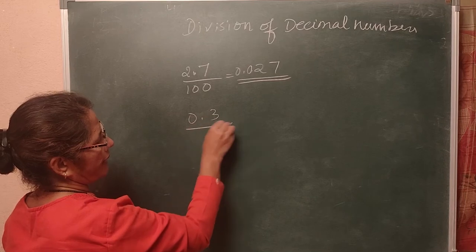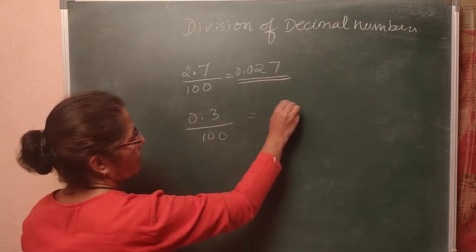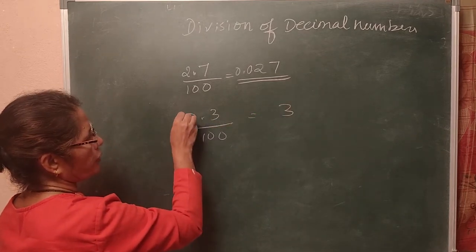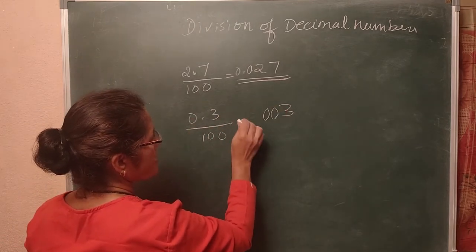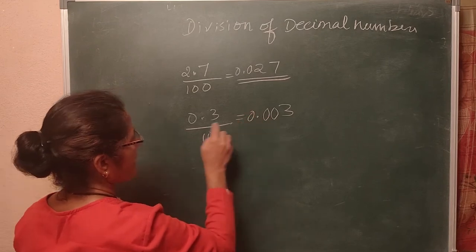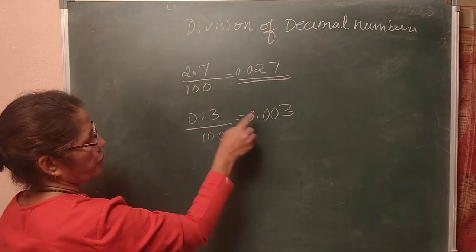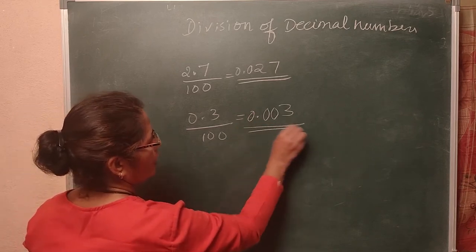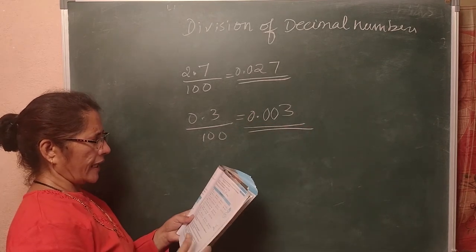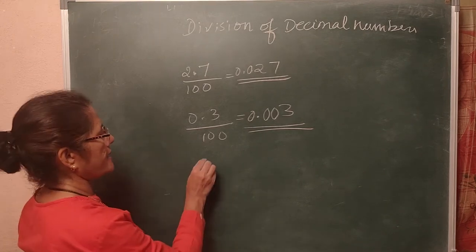0.3 divided by 100. Come on. It was here. It is moved here. It is moved here. So how many zeros do I have to put? 2 zeros. After that, the point. See, 1, 2. It was here, 1, 2. So it is carried. 0.003. Now, let us move to the third one.